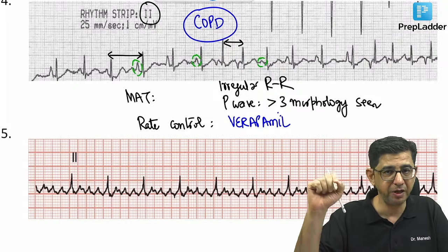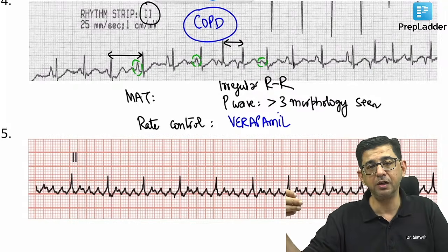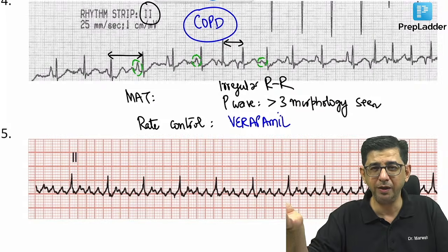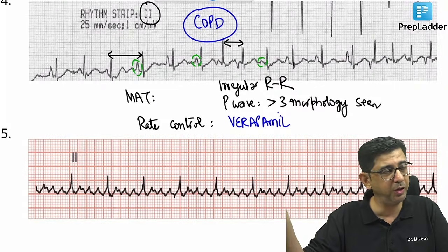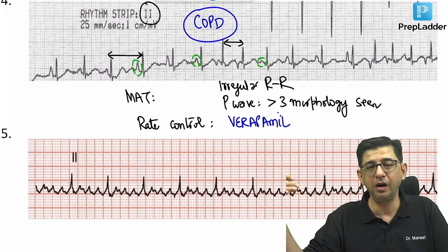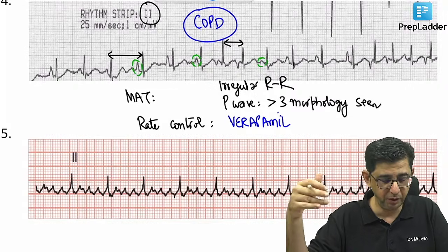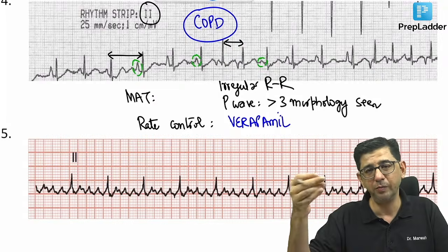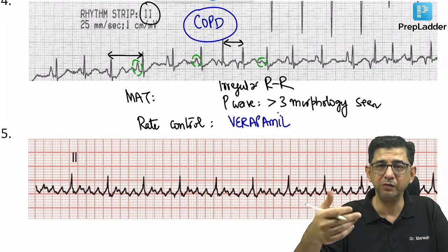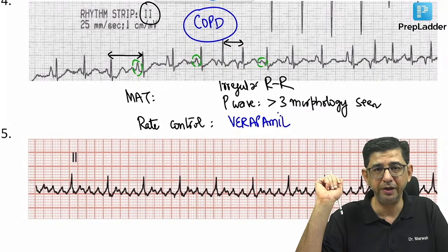I'm repeating, just check out the heart rate, then subsequently check out whether, because it will usually be a tachycardia scenario, tachyarrhythmia scenario given to you. You have to just see whether the RR interval is regular or irregular. If it is irregular most of the time, check out whether P wave is present or is absent. If P wave is absent, atrial fibrillation. If it is present with a variable morphology, it is multifocal atrial tachycardia.